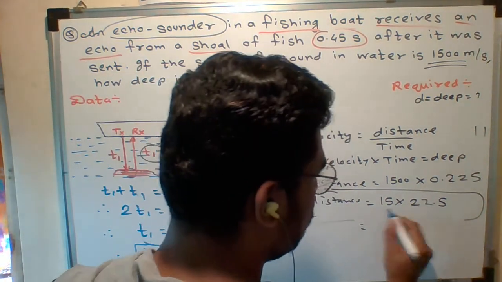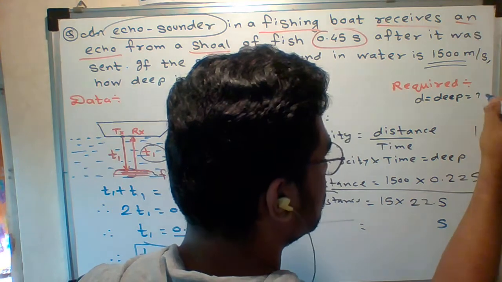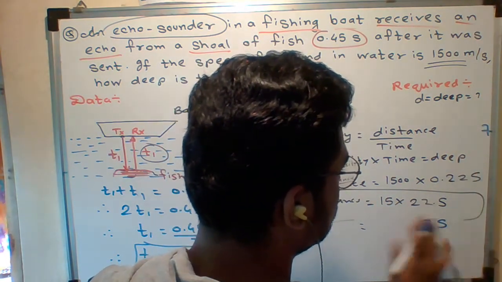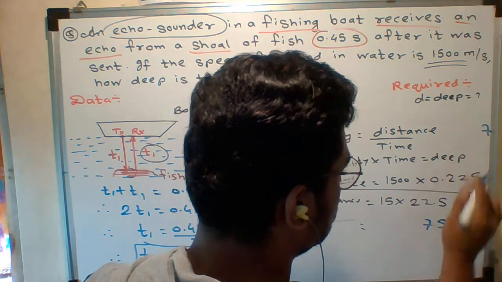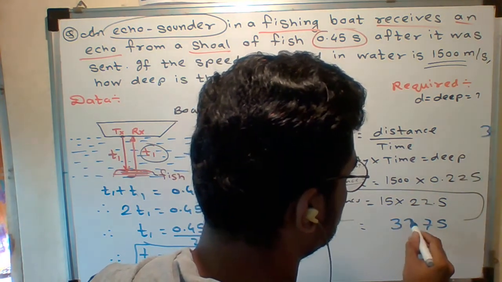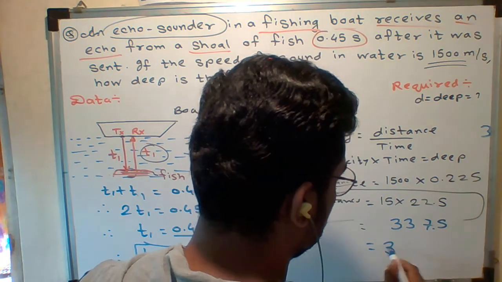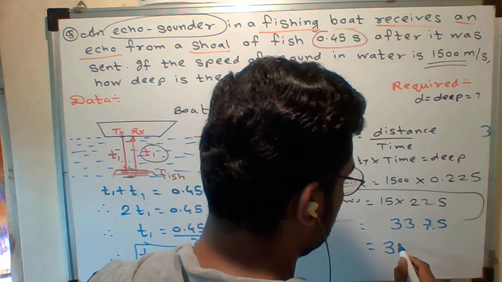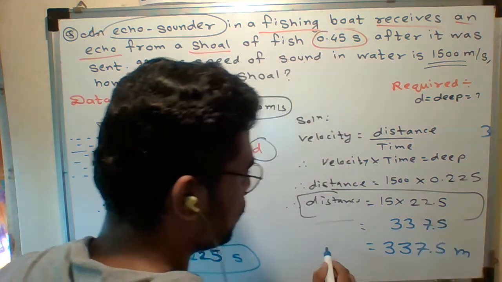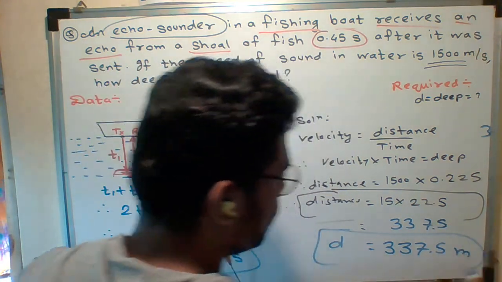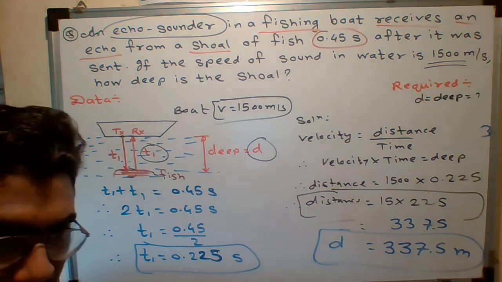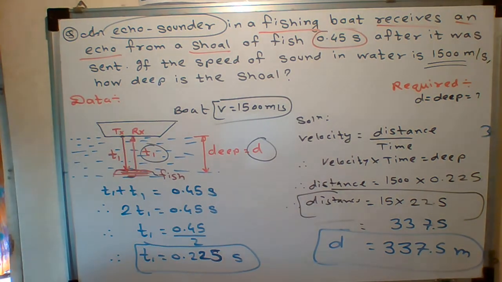Now you multiply. 15 times 5 is 75, carry 7. 15 times 2 is 30, plus 7 is 37. 37 gives 3, 30 plus 3 is 33, so 337.5. The point is only one. So how deep is it? 337.5. Yes, Mansi said it right. Very good, Mansi. Well done.